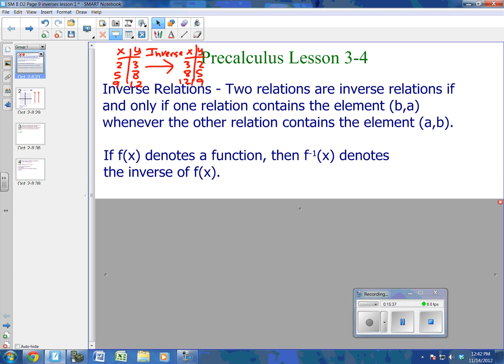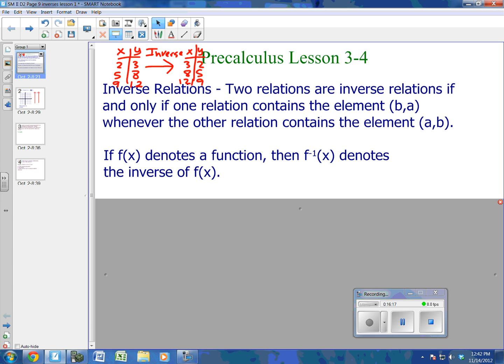Okay, now here's the notation for inverses. F of x denotes a function. Then f with that little negative 1 denotes the inverse of f of x. I don't know why, you guys, but some mathematician, probably 200 or 300 years ago, came up with the idea that we were going to give a symbol for inverses with this little f to the negative 1 thing. And it looks like an exponent, but it's not. I don't think it's a very good idea to show inverses that way because it looks like an exponent, and sometimes you guys get them confused. But it's not.